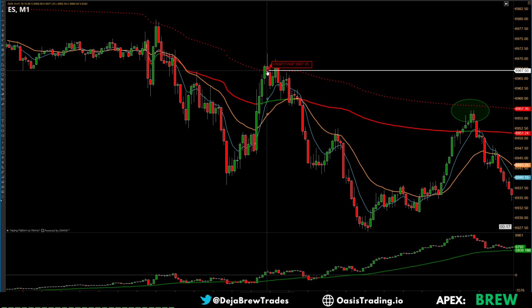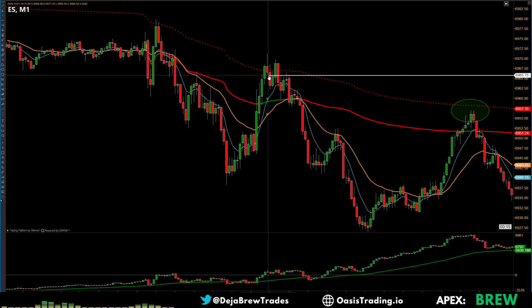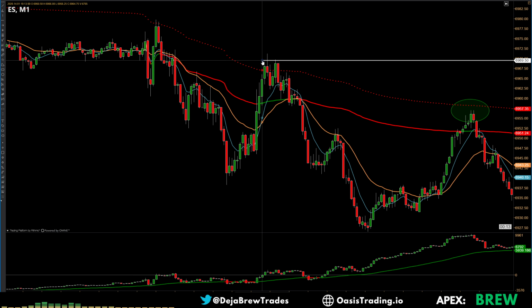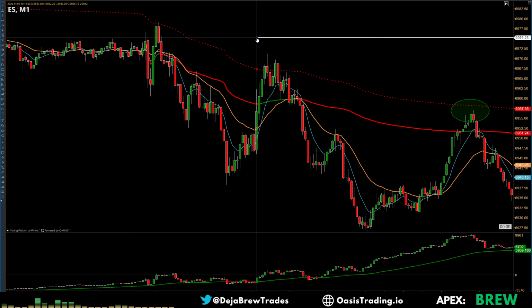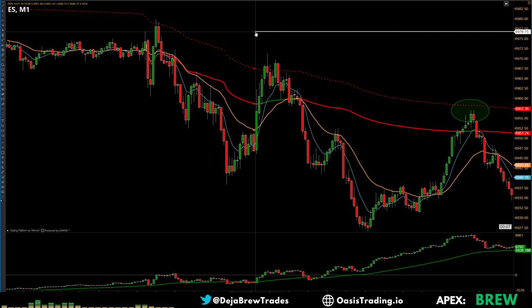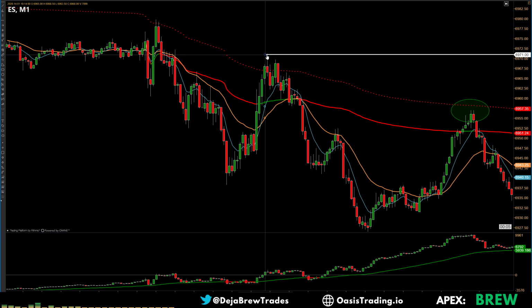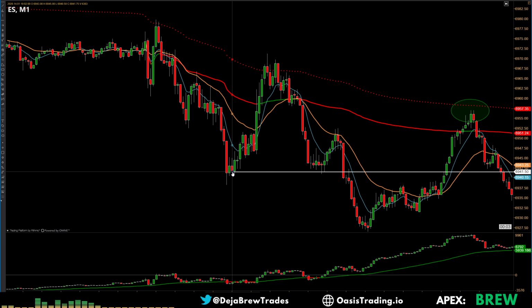So say entry around 67. It could be a little bit worse, 64, could be a little bit higher, 69, 70. And then stop loss would be about 5 points, 75, 77, somewhere in that general area. Just make sure you have at least a 1.25 to 1.5 to your target.